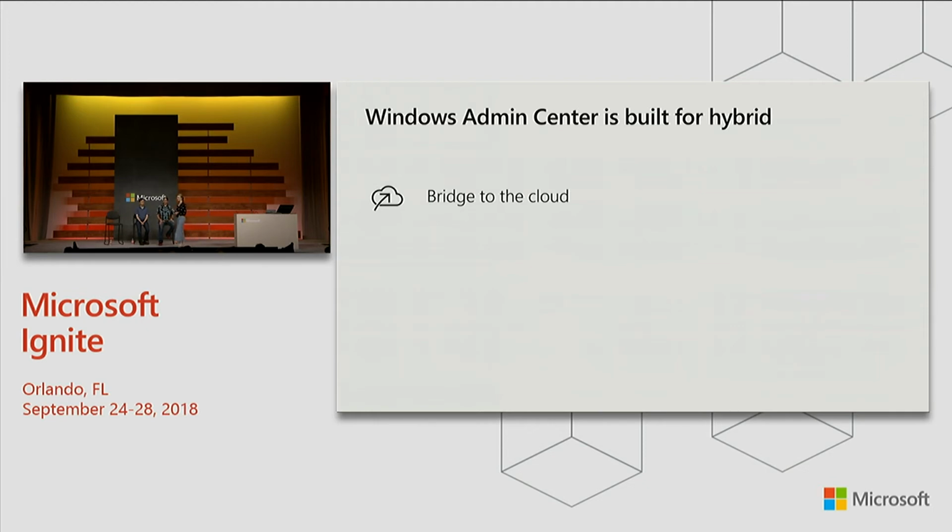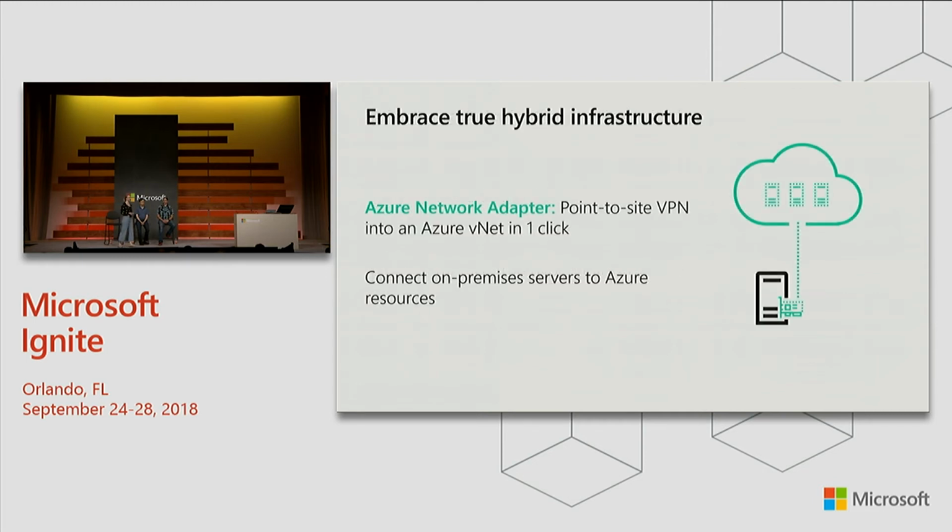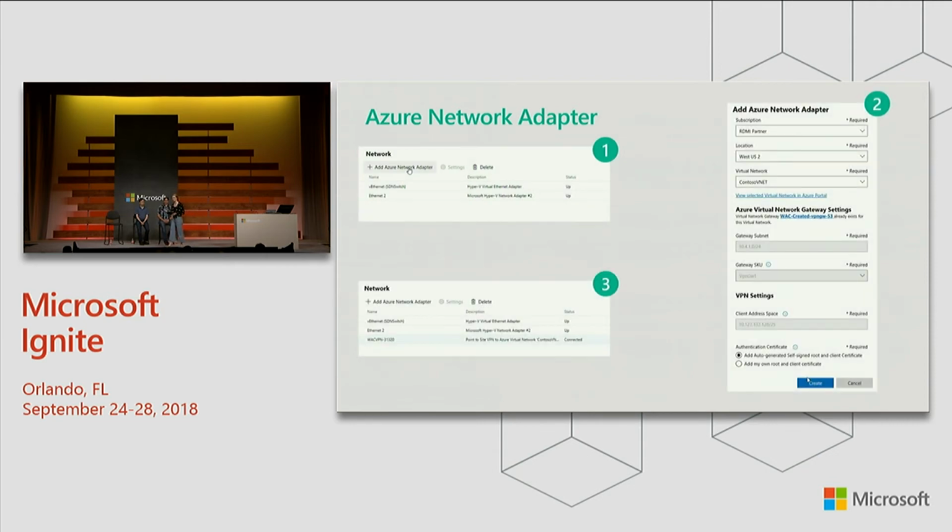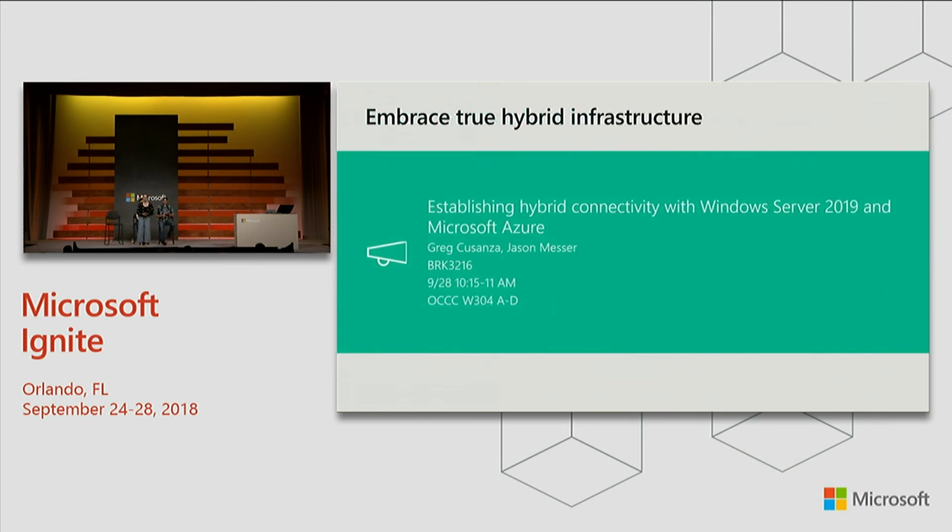Now let's look at how Windows Admin Center helps you embrace true hybrid infrastructure. And what I mean by this is when you have resources both running on-premises and in the cloud. One great feature we have here is the Azure Network Adapter, which is basically a one-click deployment of a point-to-site VPN into an Azure VNet, giving you easy connectivity from your on-premises servers into an Azure VNet. And it's really as easy to set up as 1, 2, and 3. To hear more about the hybrid connectivity and this Azure Network Adapter feature, definitely check out Greg and Jason's session on Friday.